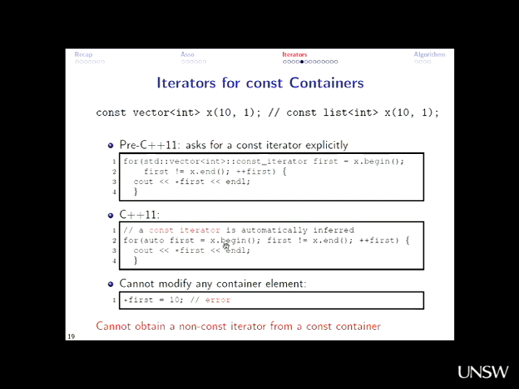Now, note you cannot obtain a non-const iterator from a const container. Does someone understand what that means? That you cannot obtain a non-const iterator from a const container. What does it mean? What do people think that means?